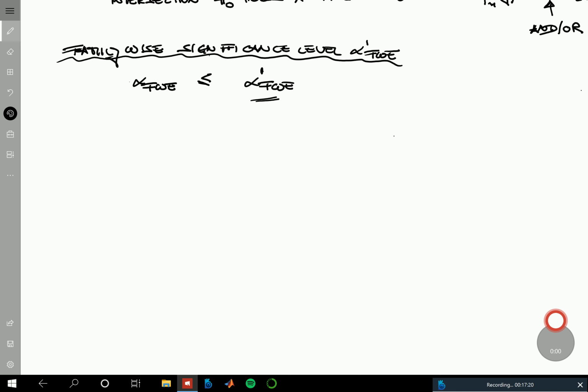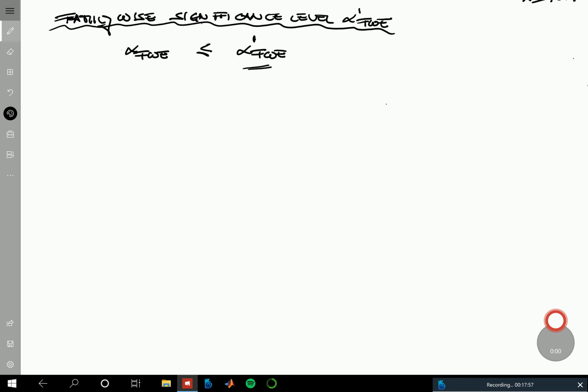And again, you can have here the scenario of an exact test, meaning that the significance level is equal to the family-wise error rate, or you can have a conservative test, where the family-wise error rate is smaller than the significance level. And you can have a test that is not of significance level alpha prime, which would be a liberal test if the family-wise error rate is larger than this. So a test controls the family-wise error rate at the significance level alpha prime if this inequality holds.